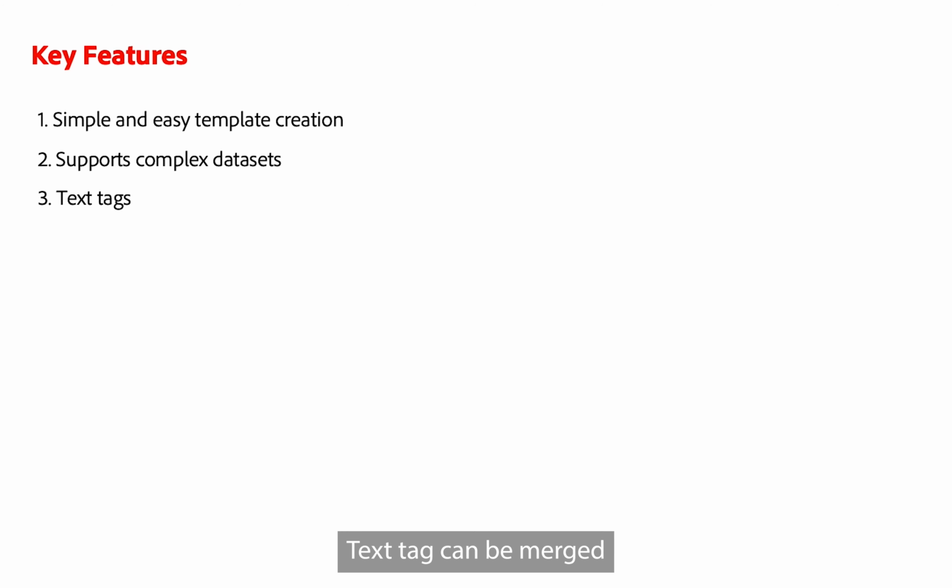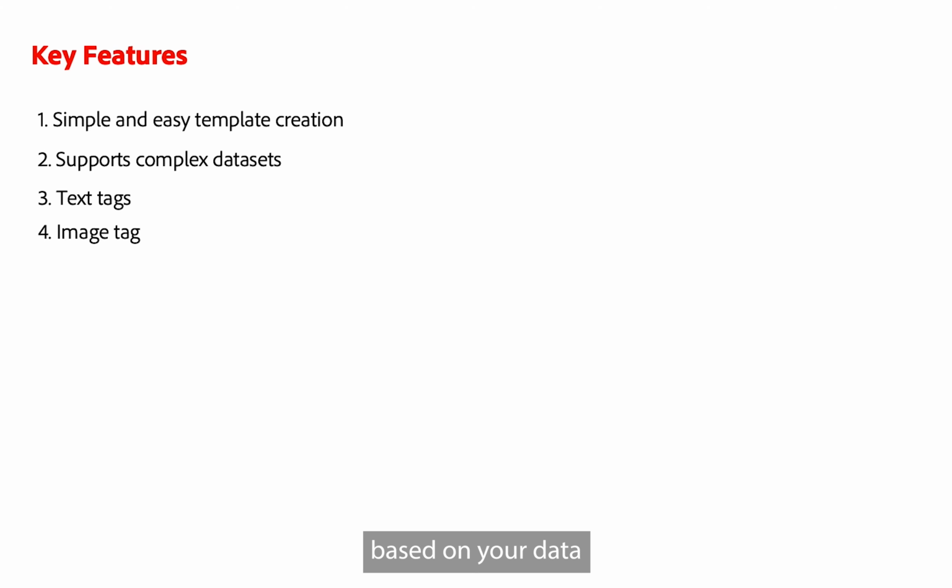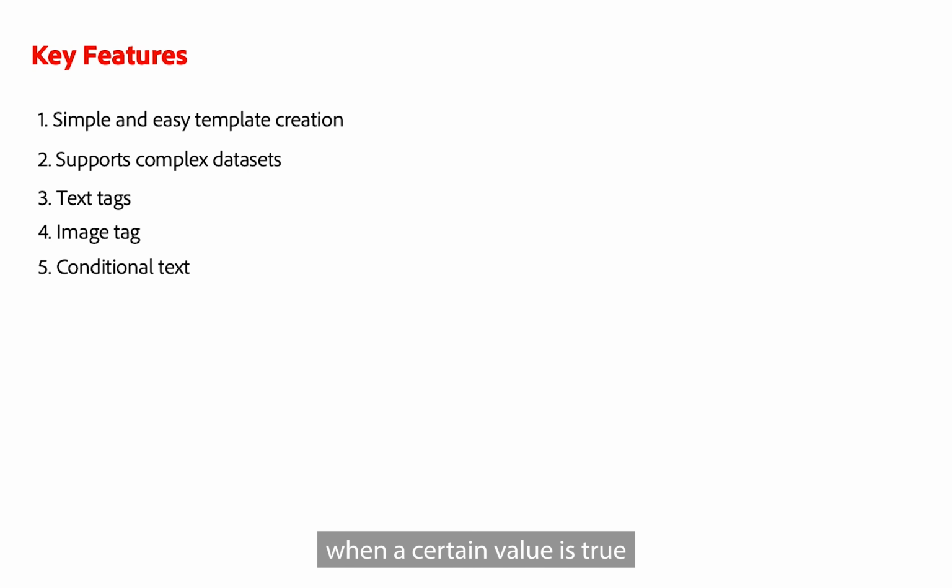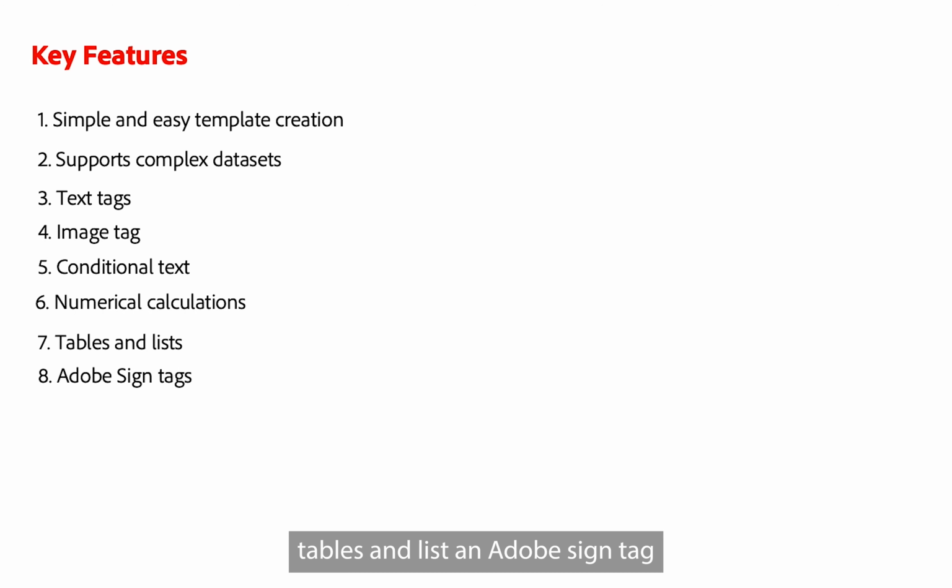Text tags. Text can be merged wherever a tag is placed. Image tag. Any image in your document can dynamically change based on your data. Conditional text. You can define conditions for when a certain value is true. You can add numerical calculations, tables and lists, and Adobe Sign tags. Templates can be easily created using Microsoft Word, and there is an easy tagging tool so that the designers of the document do not need to write any code.